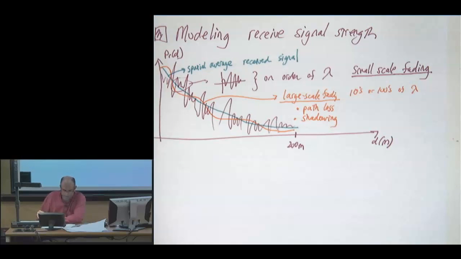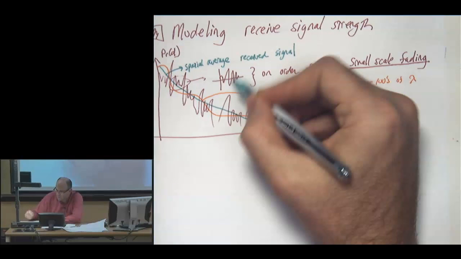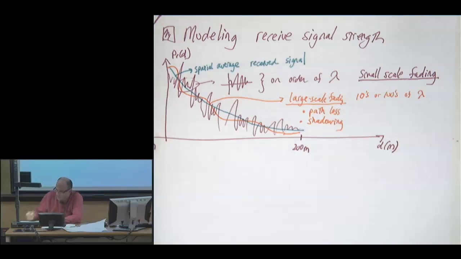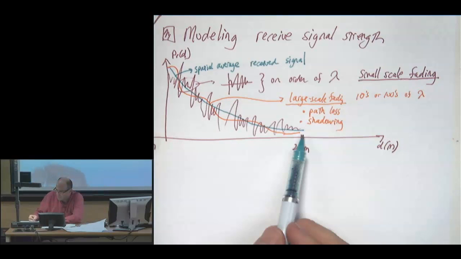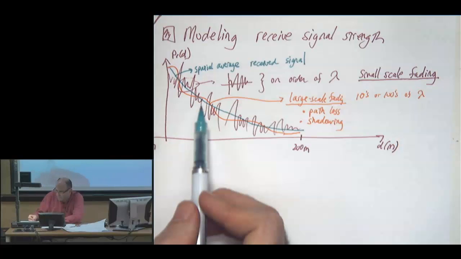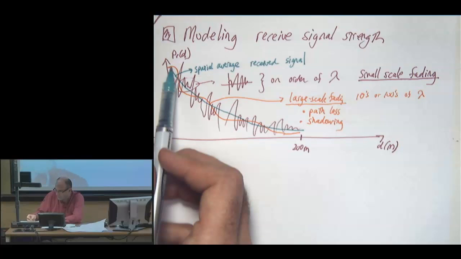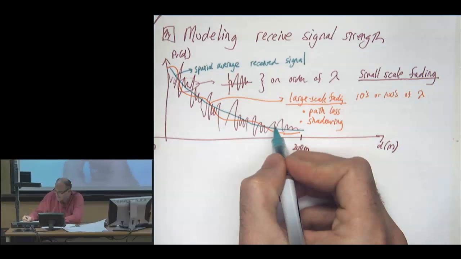Just to summarize the terminology: small-scale fading is this super wiggly line, and the low part is a fade. Large-scale fading refers to this orange curve. The dips in the orange curve are due to shadowing, and the average trend corresponding to the green curve is the path loss.